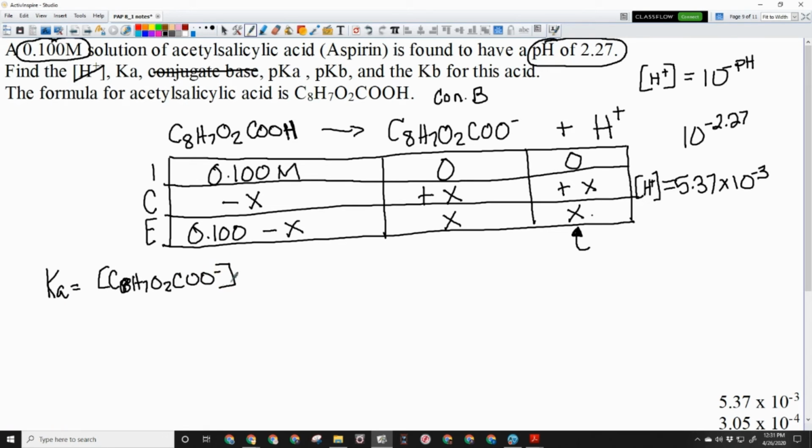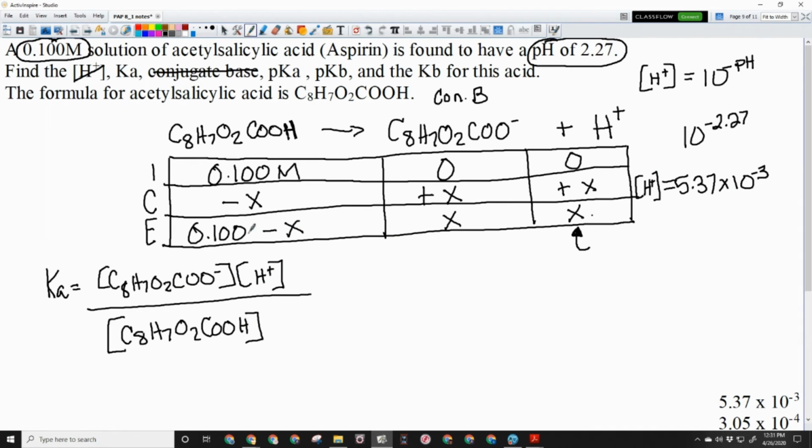C8H7O2COO times the concentration of our hydrogen ion over the concentration of C8H7O2COOH. All right, so that's our Ka expression. Well, we know what this is because it's X, we know what X is. So we can substitute values in here.